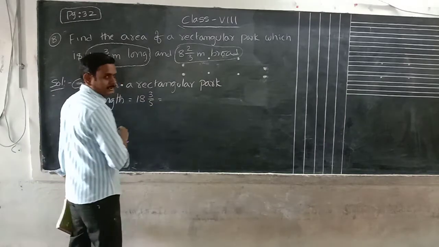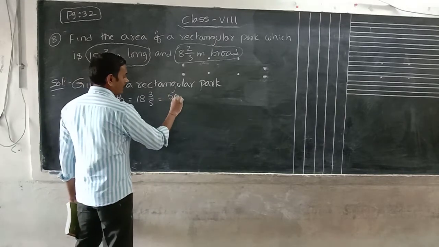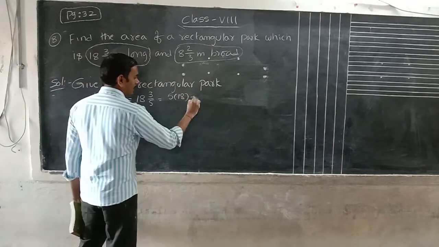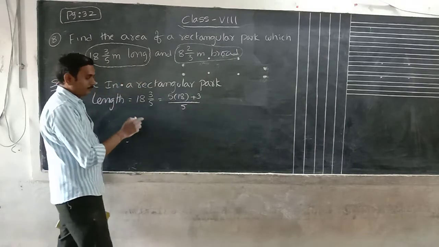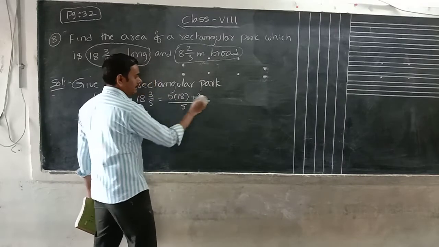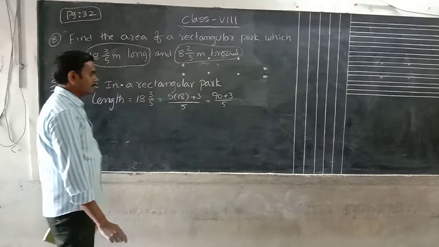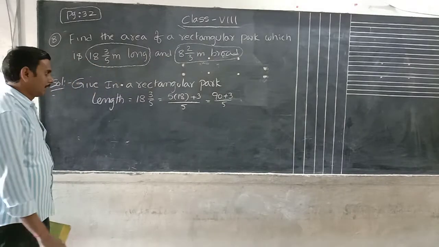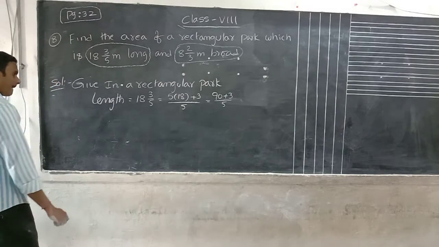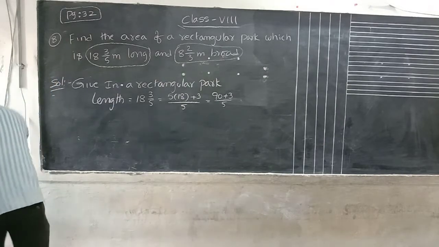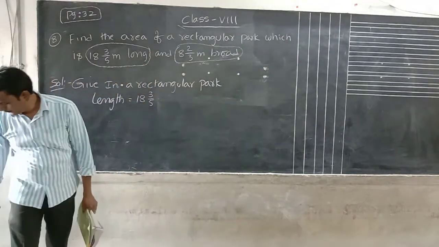Convert into the mixed fraction, mixed fraction to improper. 15 into 8 plus 3 by 5. If you can do it directly, you can do it, no problem. Now 85 years 90 plus 3 by 5. Otherwise, cancellation part also we can do, no problem. Otherwise, we will do this one later. This part, starting also we can do, no problem.